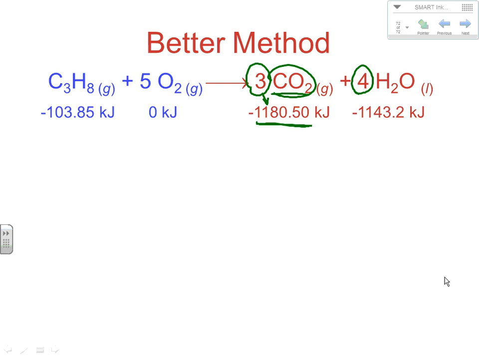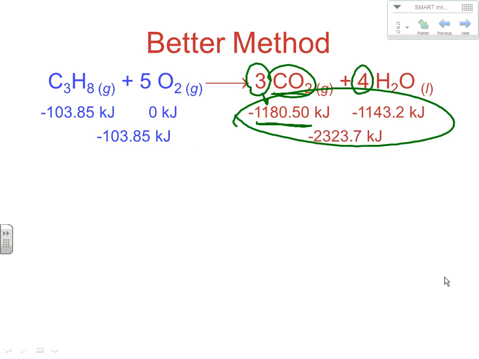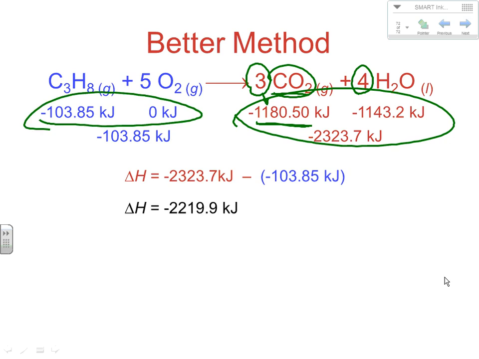Now, once I've got those numbers, remember, it's the sum of the products. So I have to add those two together. That's going to give me that value. And it's also the sum of the reactants, so I have to add those two together, and that gives me that value. And then just take products minus reactants. It's much quicker, it's much cleaner, and you're much less likely to make really silly mistakes with the negative values. So this is a method I'd strongly, strongly, strongly recommend you use.